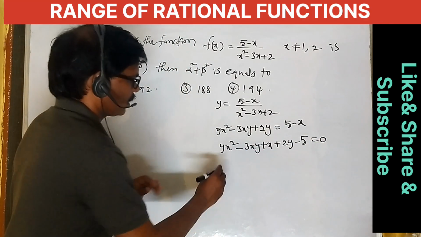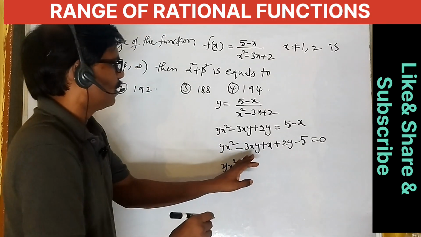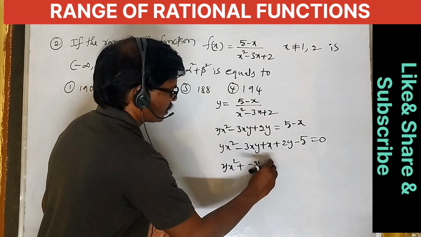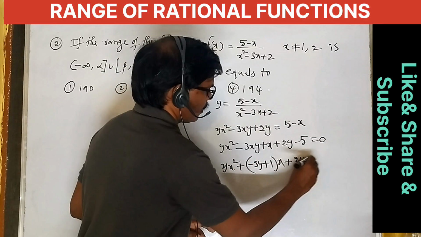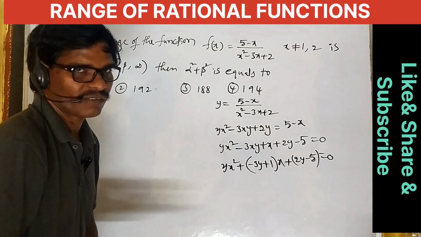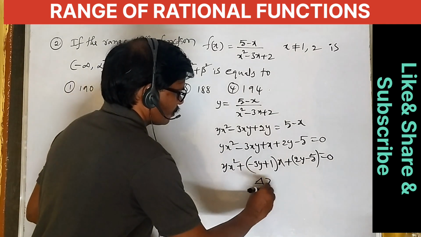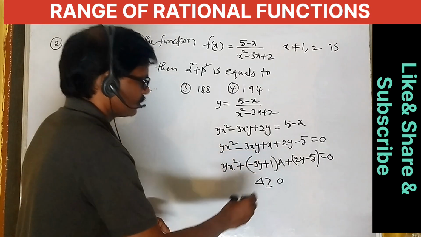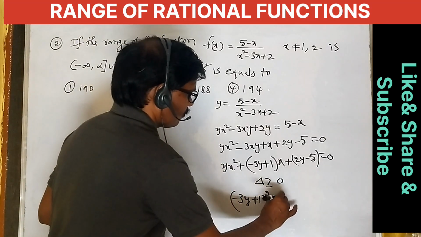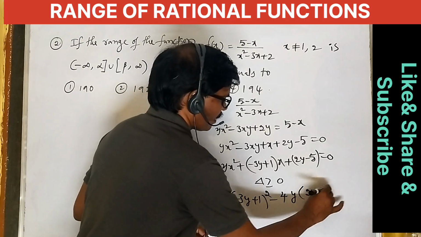What is common here? x is common in the middle terms. So this is a quadratic equation: yx² + (−3y + 1)x + (2y − 5) = 0. This is of the form ax² + bx + c. Since x is real, the discriminant delta is greater than or equal to 0. So b² − 4ac ≥ 0: (−3y + 1)² − 4 · y · (2y − 5) ≥ 0.